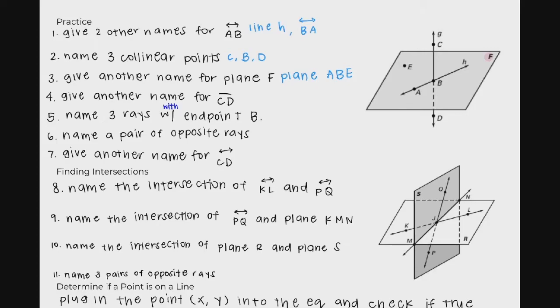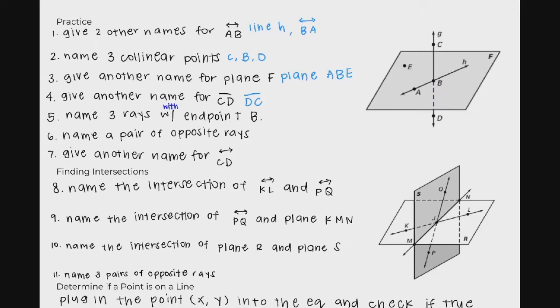Number 4, give another name for CD. So line segment CD is this part here. And since it's a line segment, the only other way to name it would be to flip the order of the letters. So it would be line segment DC.